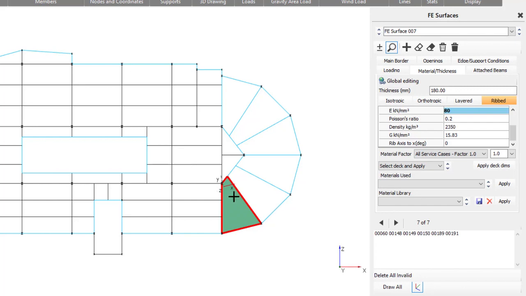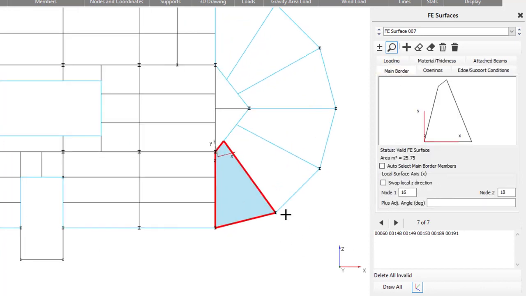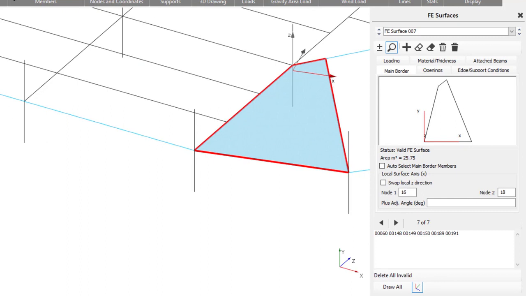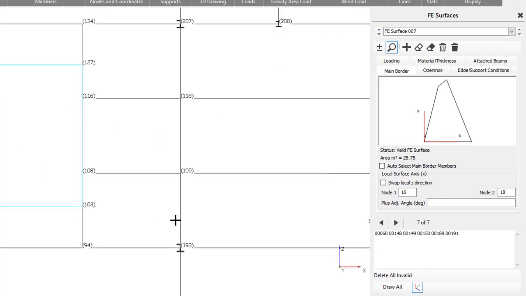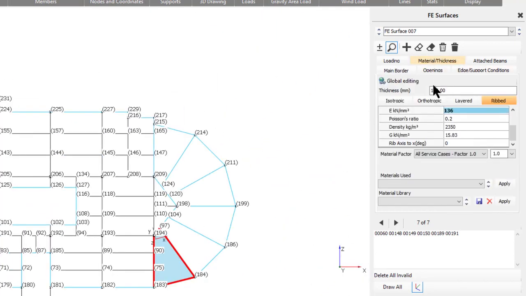so instead what we have done to make my life easier is come along, and on the main border I have set the two nodes that I want to be the axes nodes. So looking at this in 3D, zooming in, you will see very straightforward 16 to 18, the two nodes, and no adjustment. So that's my x-axis, and then I just say it is flush to the x-axis. When I look at my material, it is 0 to the x-axis.